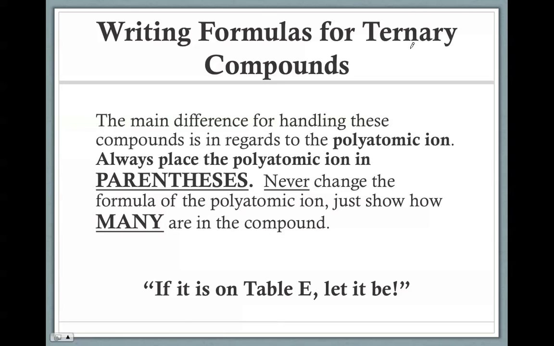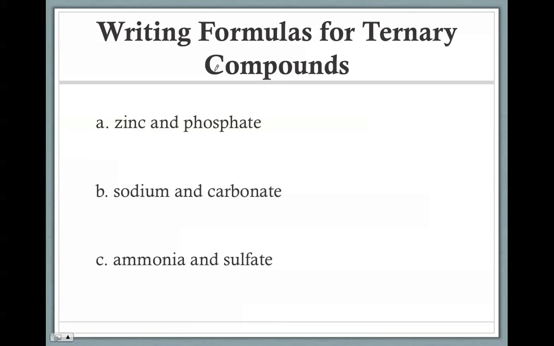So another teacher at Shen says if it's on Table E, let it be. Don't mess with the numbers. So here we have zinc and phosphate. Zinc is Zn. Phosphate is PO4. Zinc takes on a +2 charge, and then PO4 is going to have a -3 charge.